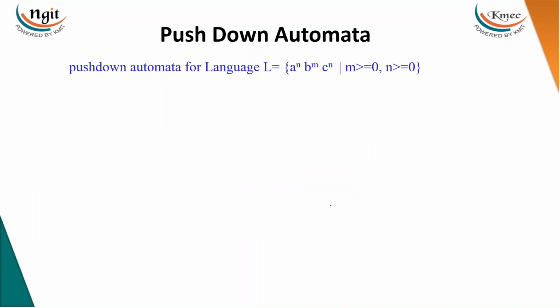Okay, then let me go with this. See here, the number of A's is equal to the number of C's, but B's can be any number. What is this language? A and C should be equal, B no need. Means if I take 3 A's, how many B's can I take? I can take any number of B's, no restriction. But how many C's? I must take 3 C's.